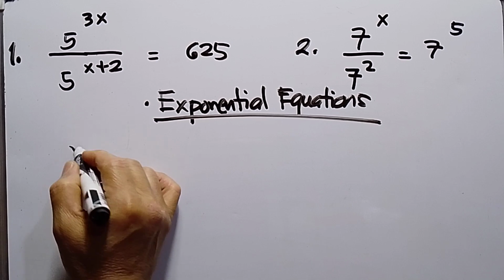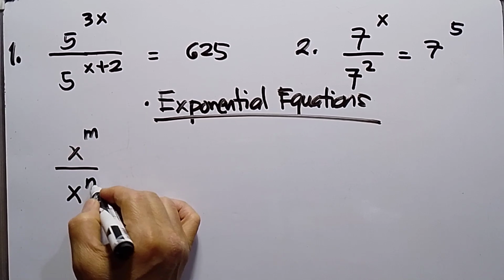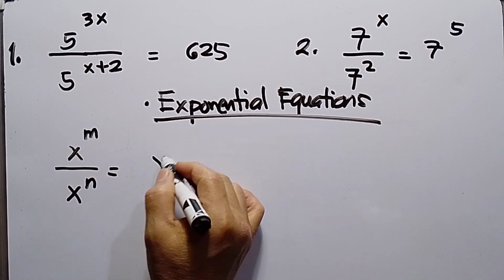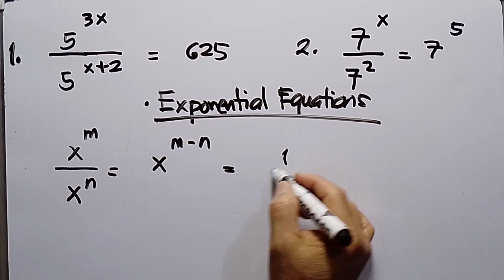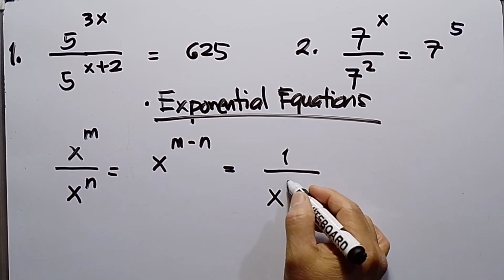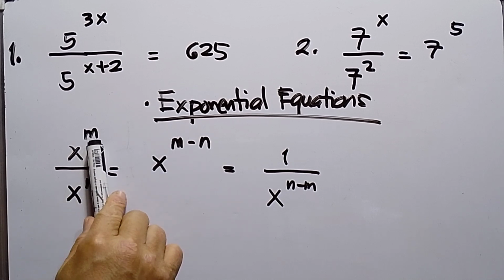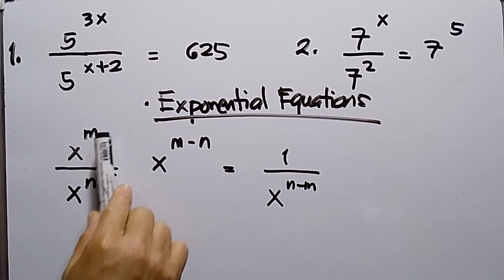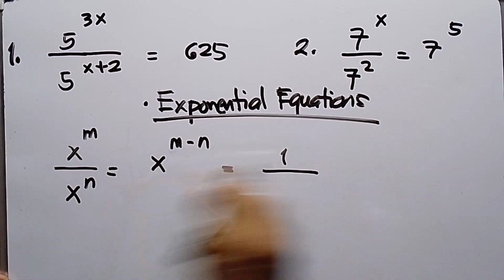So this will be x to the m, and then x to the n. Take note, you can do this as x to the m minus n, or you can do 1 over x to the n minus m. It depends, okay? If m is greater than n, it should be up, and if n is greater than m, it should be down, okay? So let us solve number 1.